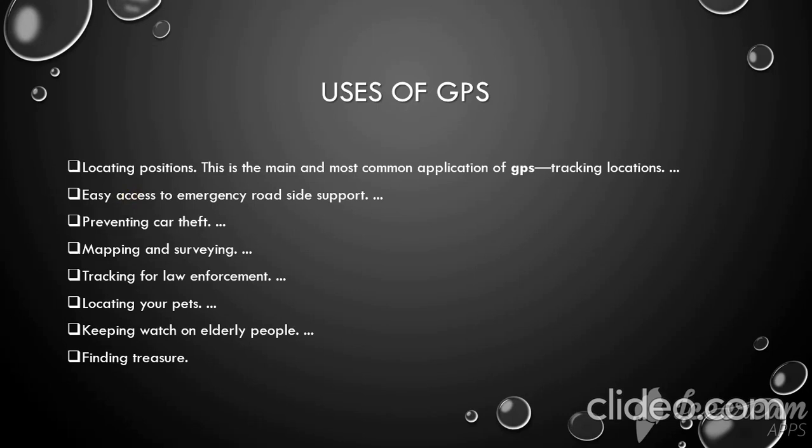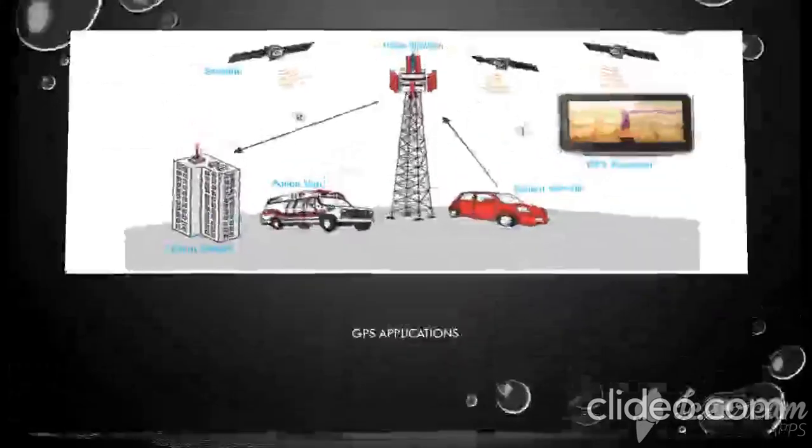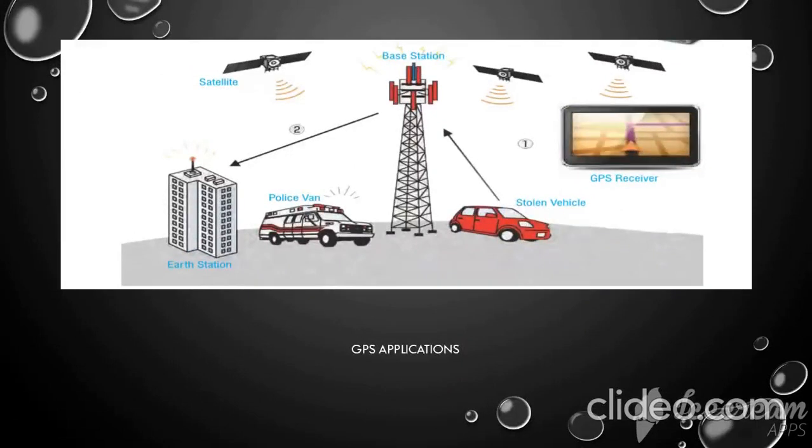Preventing car theft, you can locate your car. Mapping and surveying, locating your pets. Even you can keep watch on the elderly people, because there are many devices in the market to locate people. Even similarly, you can find treasure through different GPS devices. So here is the pictorial representation of GPS applications, in which you can see a stolen car can be located through this base station using these satellites, GPS global positioning system, and there are many other applications too.